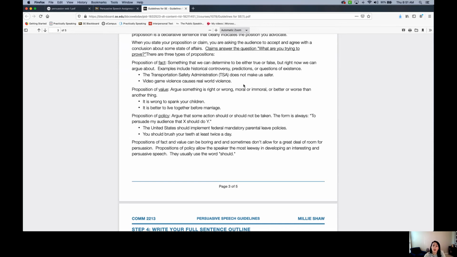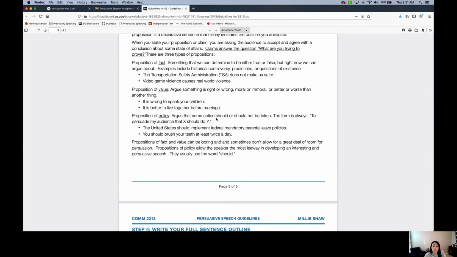A proposition of value asks the audience to make a judgment about some topic, whether it's right or wrong, moral or immoral. If you're asking the audience to accept that one thing is better than another, that Chevy's better than Ford, that's actually a proposition of value. So it could be something as deeply emotional as whether you should spank your children. It is wrong to spank your children, or it is better to live together before marriage. Or it could be something simpler like the Chevy Silverado is a better vehicle than the Ford F-150. Those are both propositions of value.